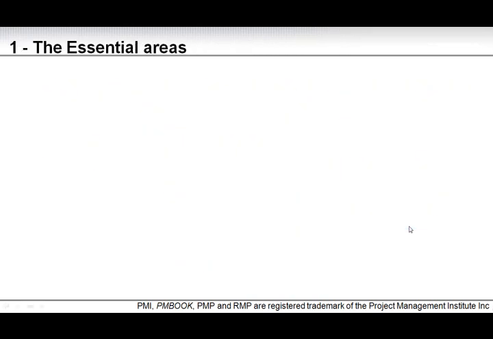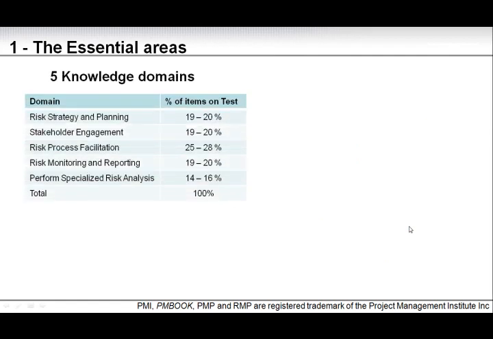So let's look at the first area, the essential areas. The essential areas that you need to know before going into the exam are all focused around those 5 knowledge domains that we showed earlier when we explained the content of the exam. So here we have them again. So we have risk strategy and planning, stakeholder engagement, risk process facilitation, risk monitoring and reporting, and perform specialized risk analysis.